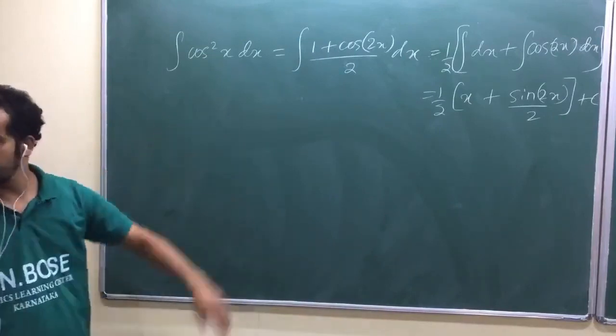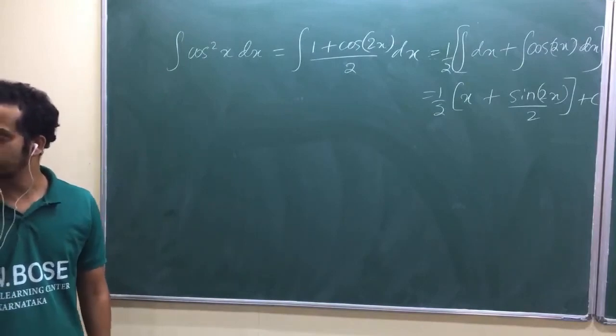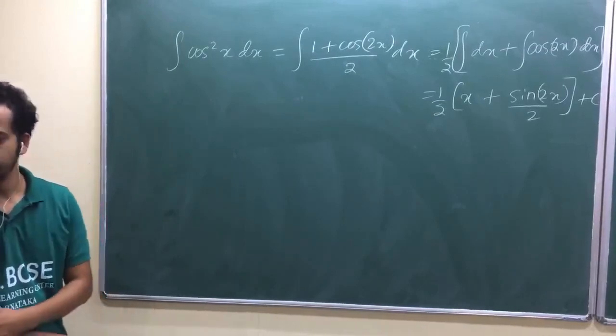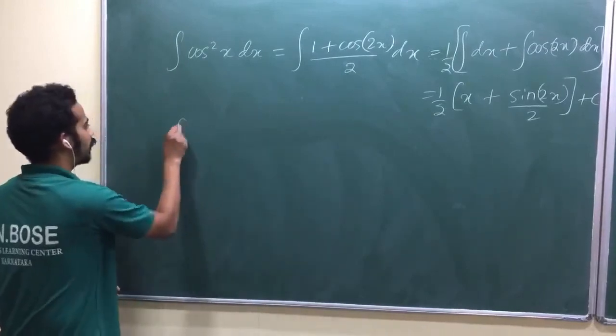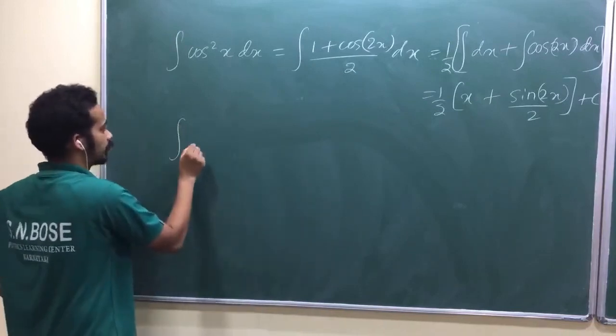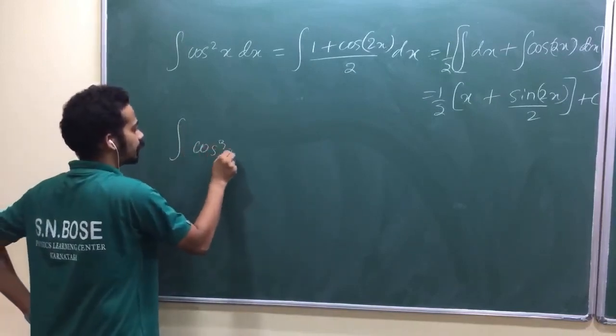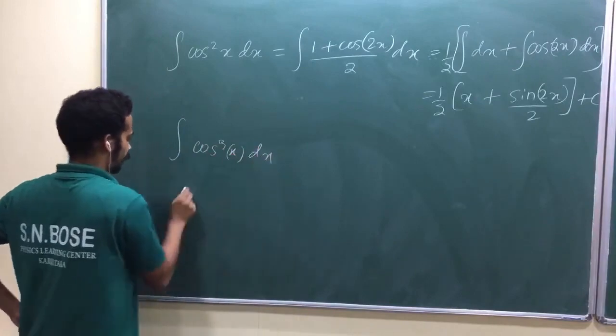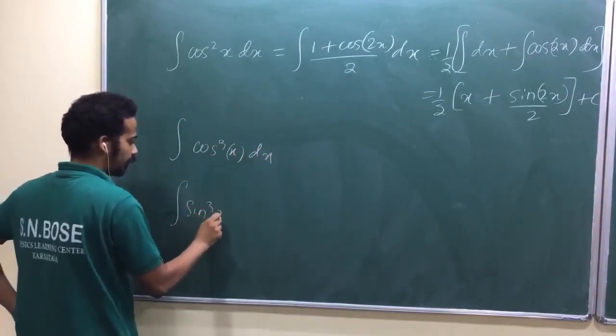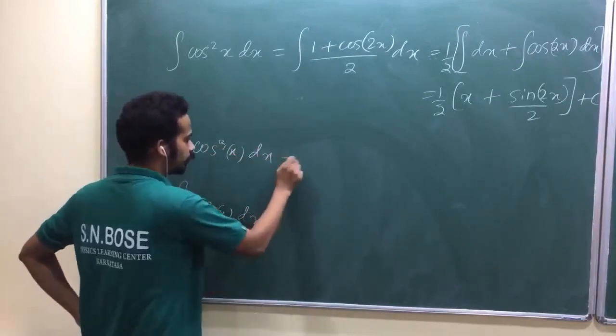Yeah, again that can be done by substitution. Cos square x into sin x. Wait a second, I'll go to that one later. I'm just concentrating on some trigonometric integrals. So cos cube x into dx, sin cube x into dx. I'd better give the hint. You'd better work it out, isn't it?